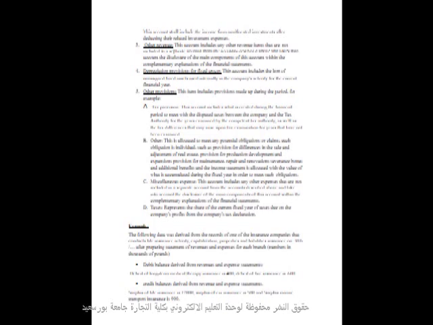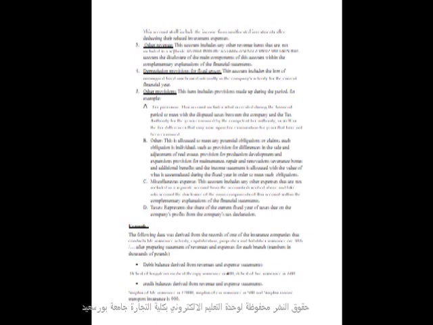This is allocated to meet any potential obligation or claims. Each obligation is individual, such as provisions for differences in the sale and adjustments of real estate, provision for production development and expansions, and provision for maintenance. The third one is miscellaneous expenses. This account includes any other expenses that are not included in a separate account from the accounts described above. The last one is tax, representing the part actually paid to the government at the end of the year.